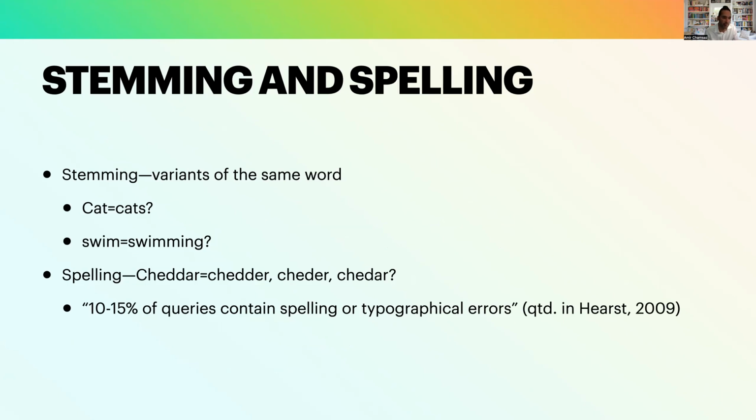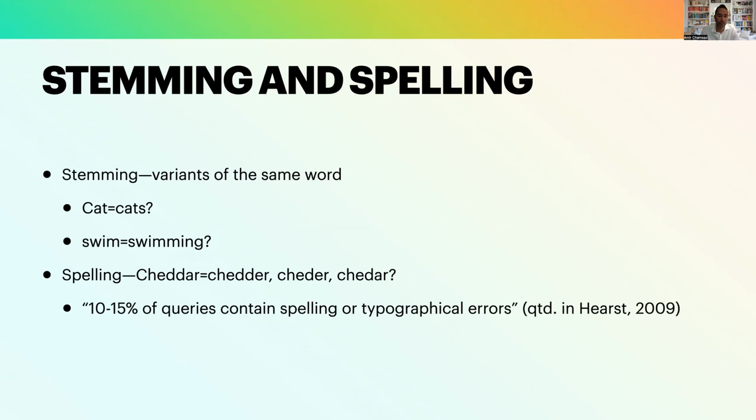Stemming and spelling. Stemming is like cats versus cat, or swim versus swimming. It really wouldn't make a difference. So if a person looks for a cat, also include results for cats. A lot of times people may not think about it, but search engines are very complicated in terms of doing stemming, finding different versions of something, and then the spelling.